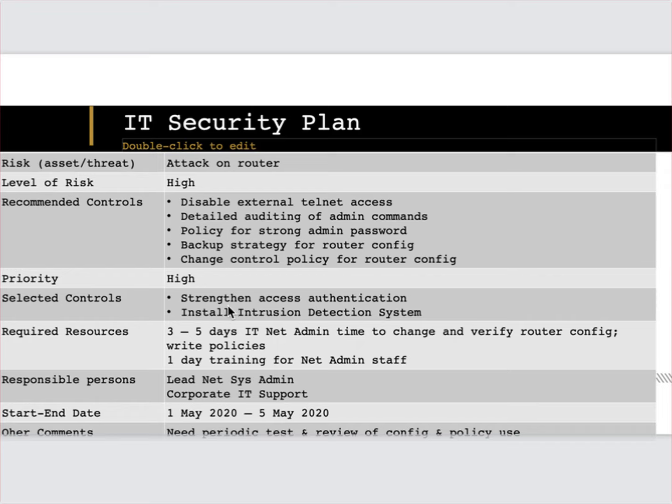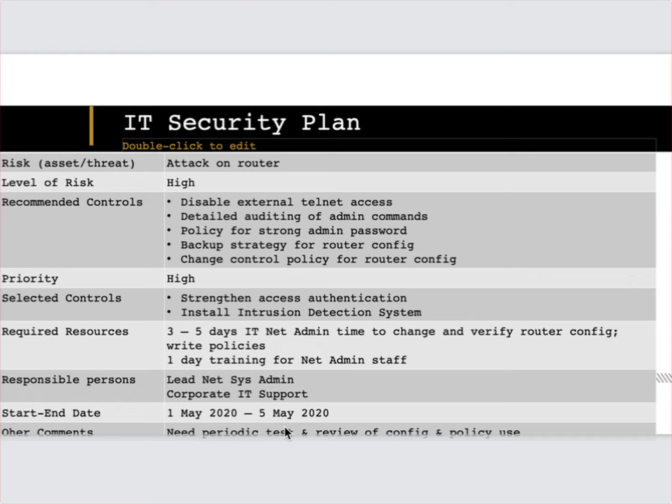Out of these, the selected controls include strengthening access authentication and installation of an IDS, an intrusion detection system. So the risk response has been finalized. Its priority is high. Controls are established. Required resources are identified as well. And then the person responsible, the start date to end date, and the other comments, which need periodic test and review.